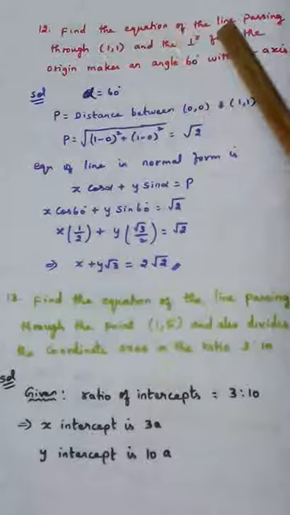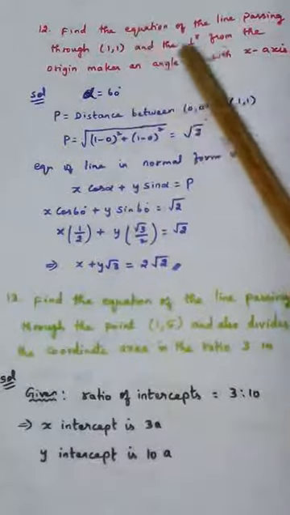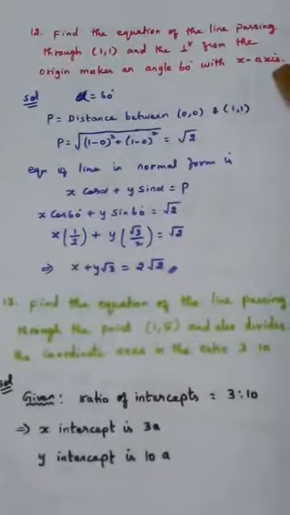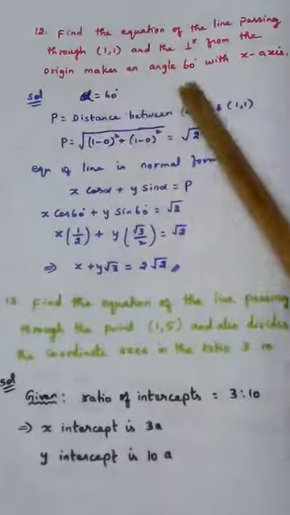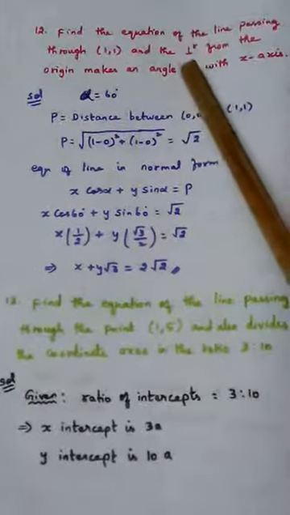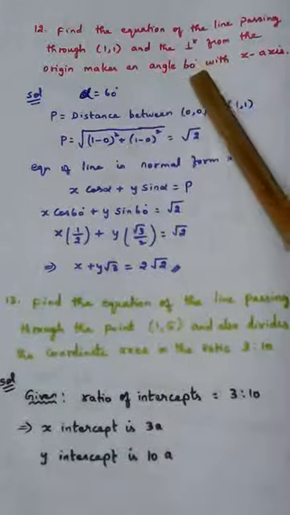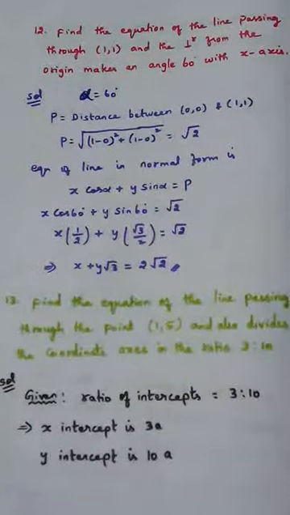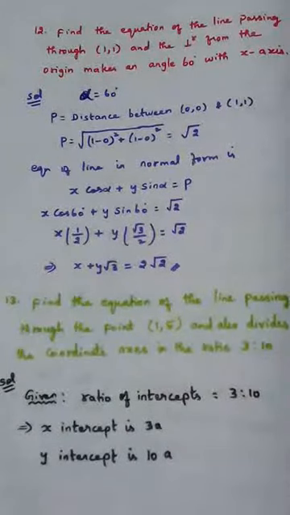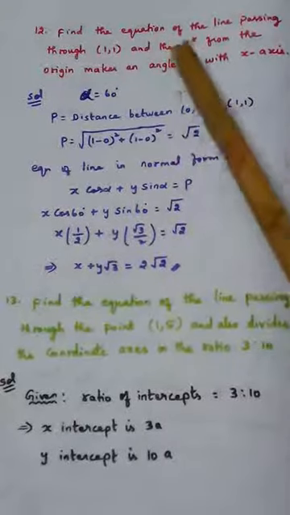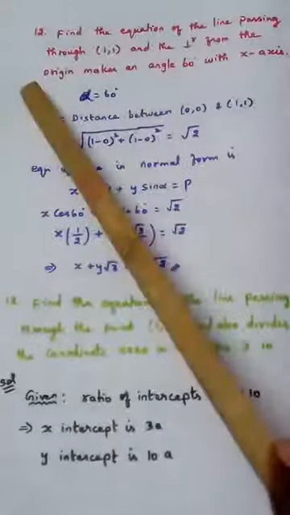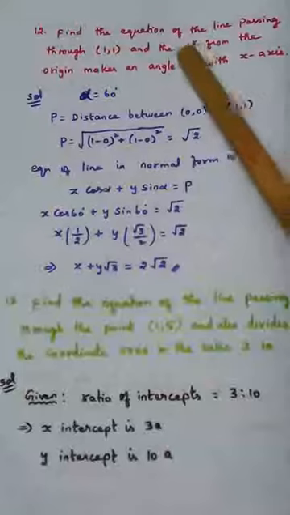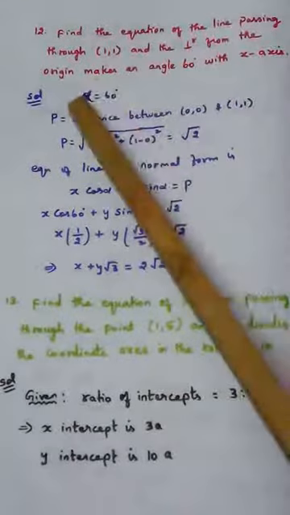Find the equation of the line passing through (1, 1) such that the perpendicular from the origin makes an angle of 60 degrees with the x-axis. So try and imagine the normal form. We have studied one format called normal form, where alpha is nothing but the angle made by the perpendicular with the x-axis. The perpendicular drawn from the origin makes an angle of 60 degrees with the x-axis, which means this angle is alpha.